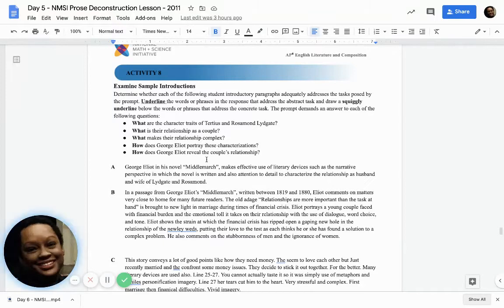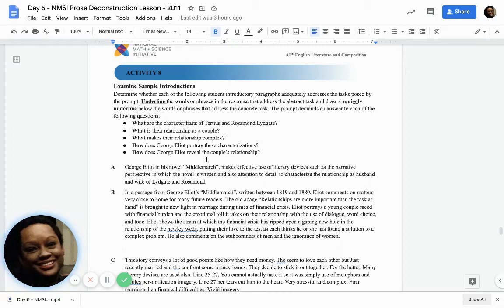Okay, students, now we're on activity 8. And for activity 8, what we're going to do is we're going to look at sample introductions. I always love these samples. Okay, so determine whether each of the following student introductory paragraphs adequately addresses the task posed by the prompt. Underline the words or phrases in the response that addresses the abstract task and draw a squiggly underline below the words or phrases that address the concrete task.